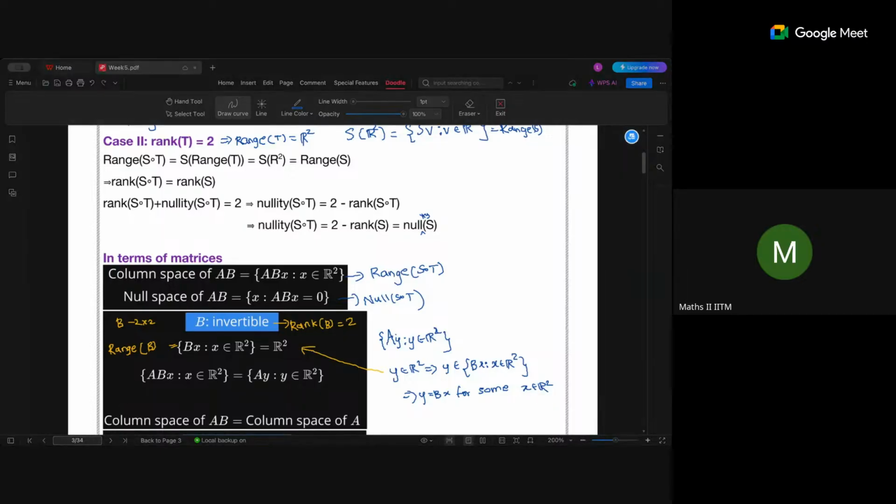Okay. So you can see that this set Ay, such that y is in R2, can be replaced with the set of all ABx. So y is replaced with Bx and your x is in R2. So you see that these two sets are the same. And what is the first set? The first set is the column space of AB and the second set is the column space of A. So when B is invertible, the column space of AB is equal to the column space of A. Okay. Fine.